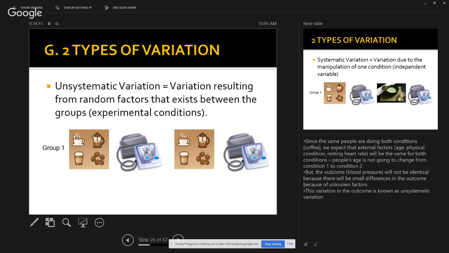Now, to understand this more, we need to think about types of variation. So I told you that this was review from undergrad. You probably never learned about this part though, okay? And it makes sense, it's cool when you think about it. This all links statistics to design. So unsystematic variation is variation resulting from random factors that exist between groups.